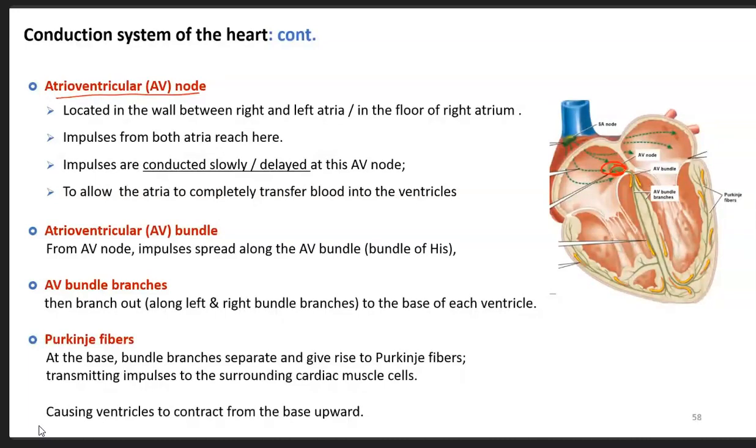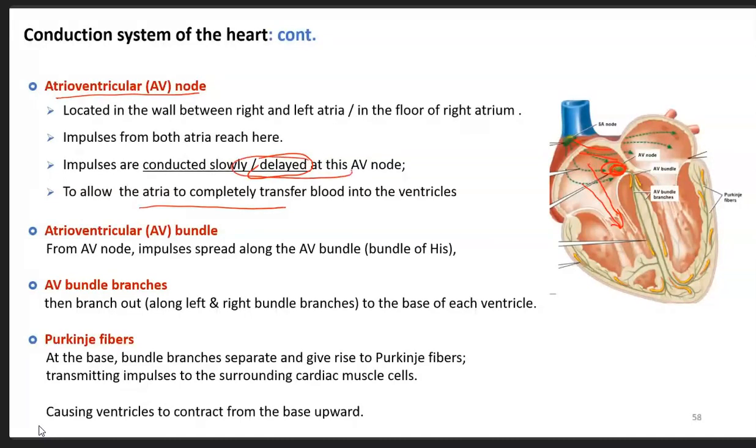Okay, so the impulse will travel from the SA node to the wall of the atria until it reaches the AV node. When the impulse reaches the AV node, there will be a slight delay. The purpose of this delay is to allow the atria to completely contract and cause all the blood from the atria to enter into the ventricle.